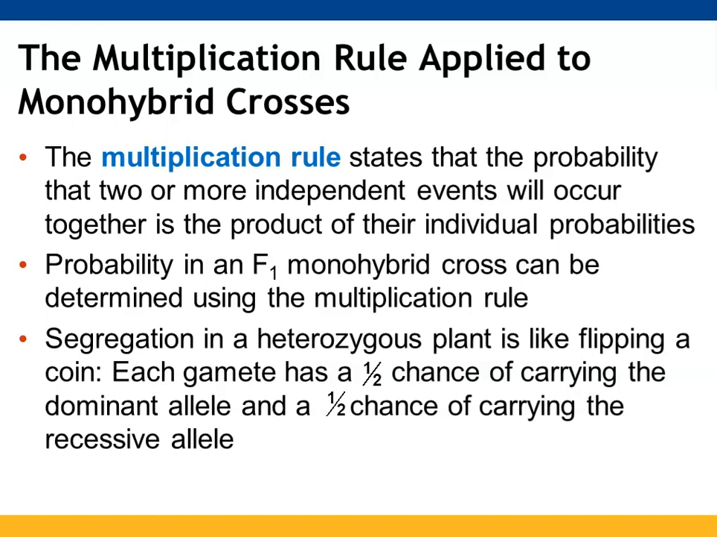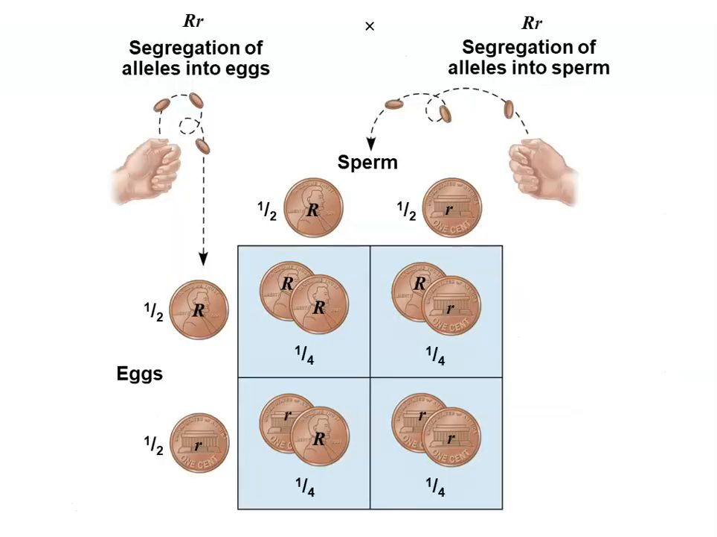So we would be able to do this in an F1 cross. If you have a heterozygous plant, each gamete has a 1 in 2 chance of getting the dominant allele and a 1 in 2 chance of getting the recessive allele. And so if we combine those probabilities together, 1/2 times 1/2, the possibility of getting both dominant alleles would be a 1 in 4 chance. The possibility of getting both recessive alleles would be a 1 in 4 chance.